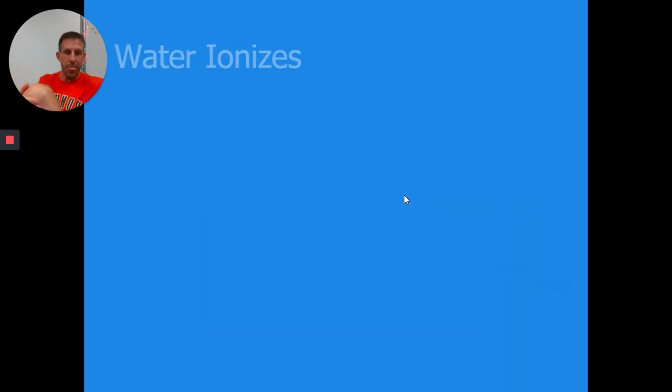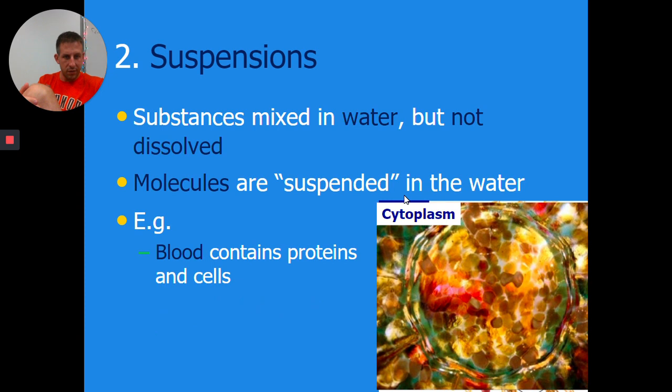And cells, cytoplasm. The cytoplasm is a watery-based material that contains organelles. Those organelles are suspended in the watery cytoplasm.